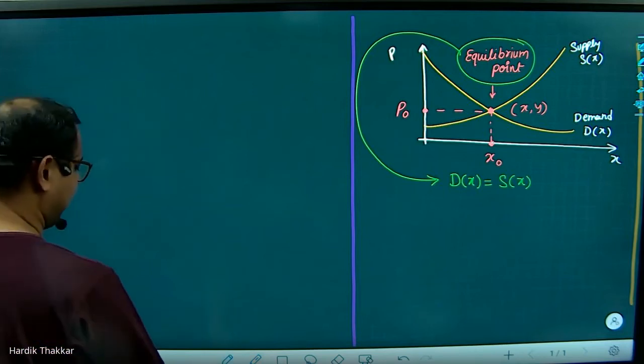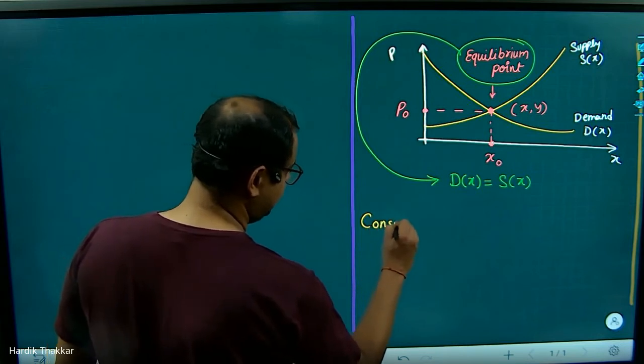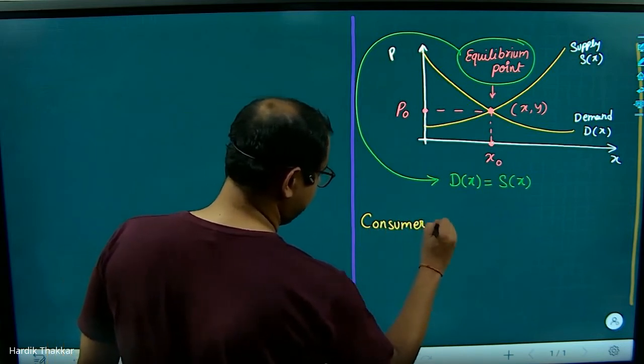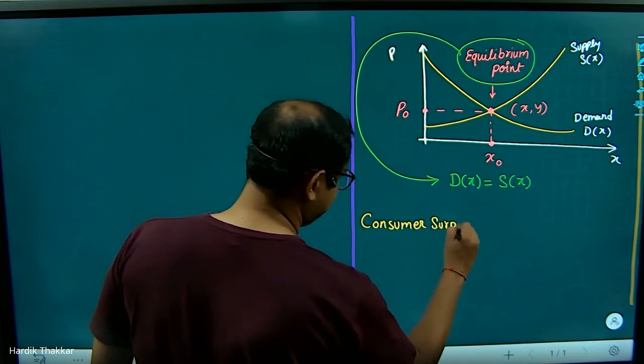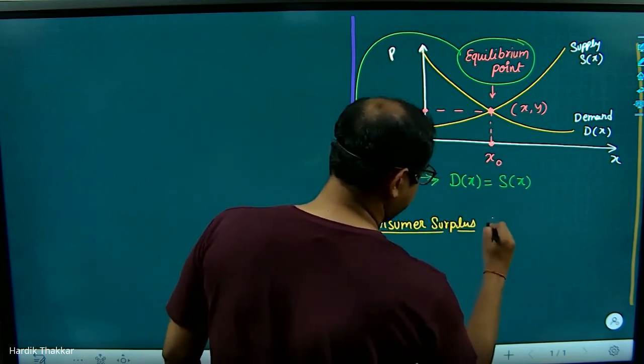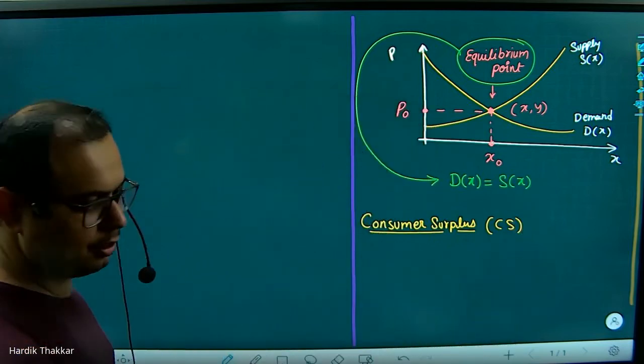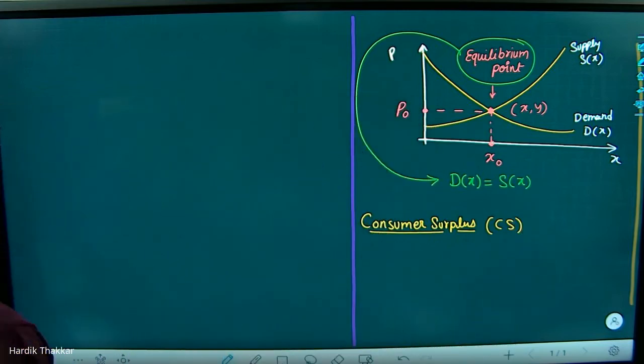Now we come to the next point, that is consumer surplus and producer surplus. So first write consumer surplus. In brackets you can simply write CS, which is the notation for this.